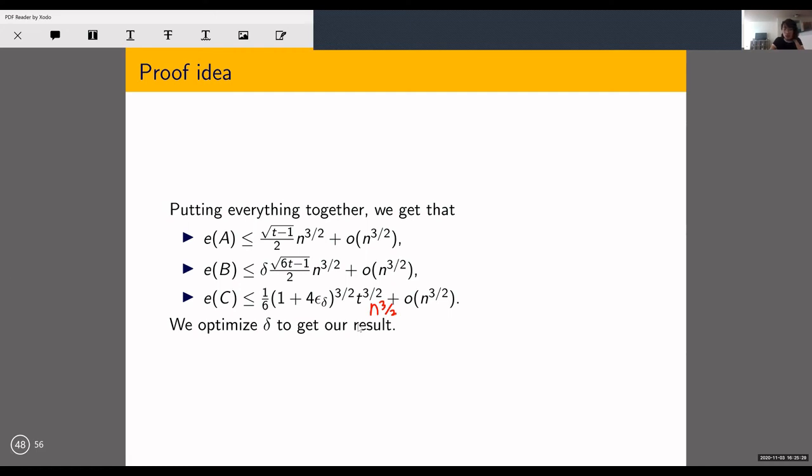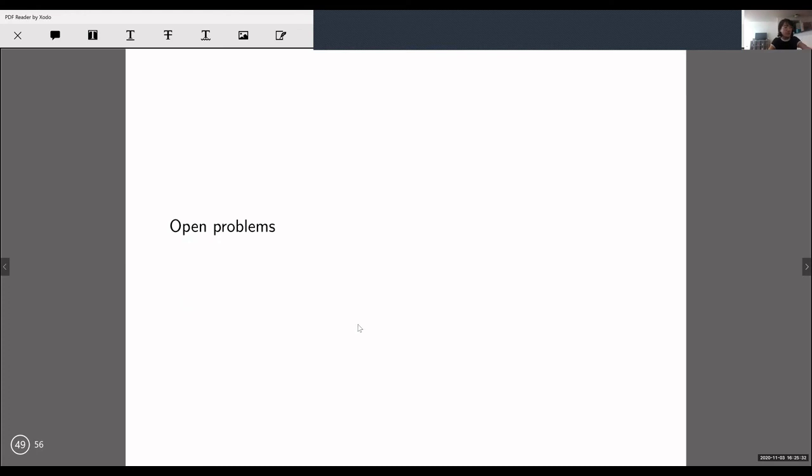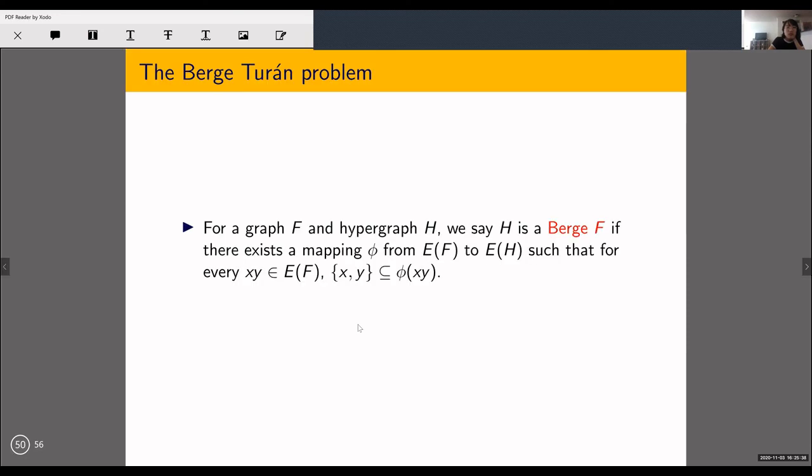All right. Okay, so let's see a couple open problems. So first of all, this is related to another sort of famous hypergraph Turán problem, which is called the Berge-Turán problem. So for a graph F and a hypergraph H, we say that H is a Berge F if there exists some mapping, we call it phi, from the edges of the graph to the edges of the hypergraph, such that for every xy, which is an edge of the graph, the vertices x and y are contained in whatever hyperedge we map it to.